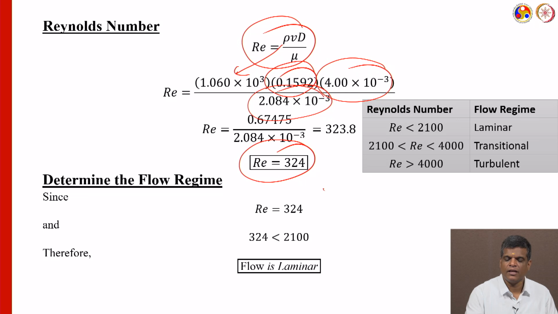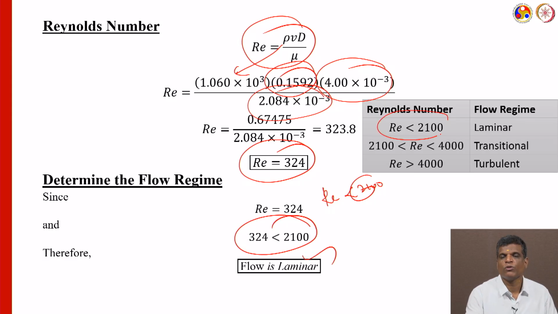If the Reynolds number is less than 2100, then it should be laminar flow. If it is 2100 to 4000, we call it transitional. We are only talking about circular pipes here. If the Reynolds number is greater than 4000, then we call it turbulent flow. Since we got a Reynolds number of 324, the flow should be laminar.